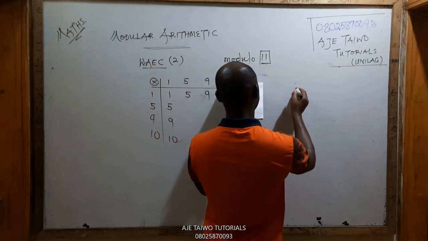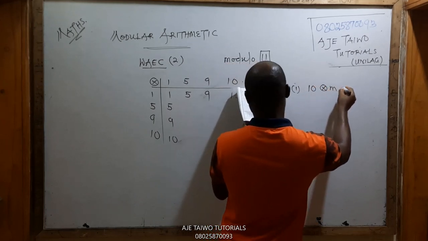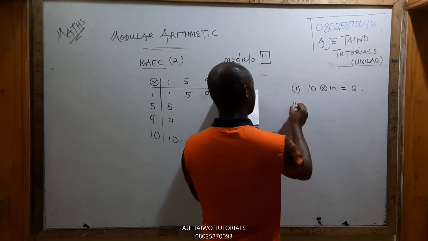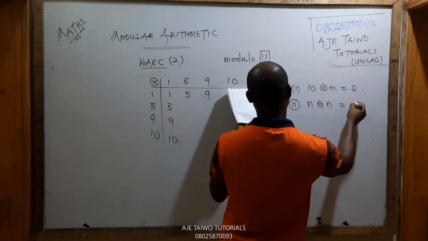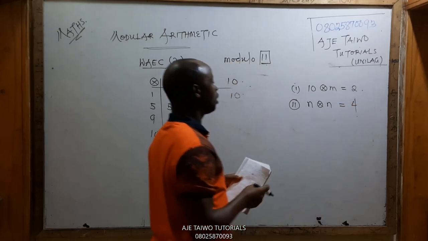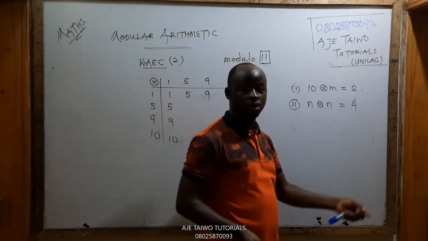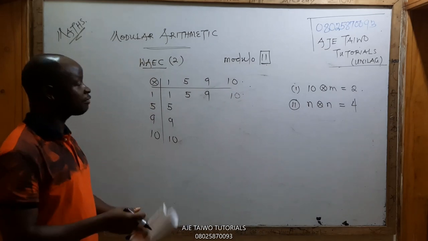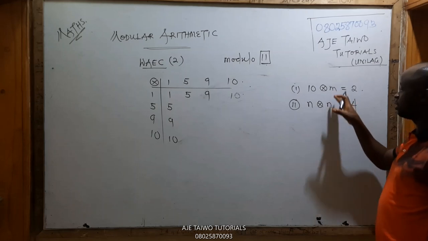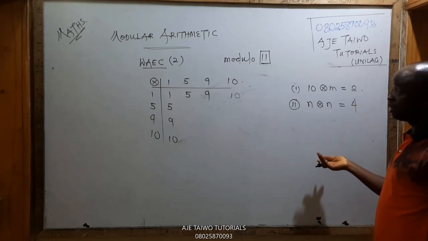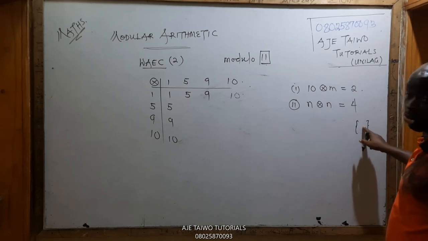The truth set of 1, 10, equals 2, 2, n equals 4. So 10 times n equals 2, n times n equals 4 in modulo 11. So they're asking to find the set N, the truth set of this. Don't forget that they call it a set, not the value. If it's a set, you must put it in the normal symbol for set. When you find the answer, you must put it in the symbol of set.